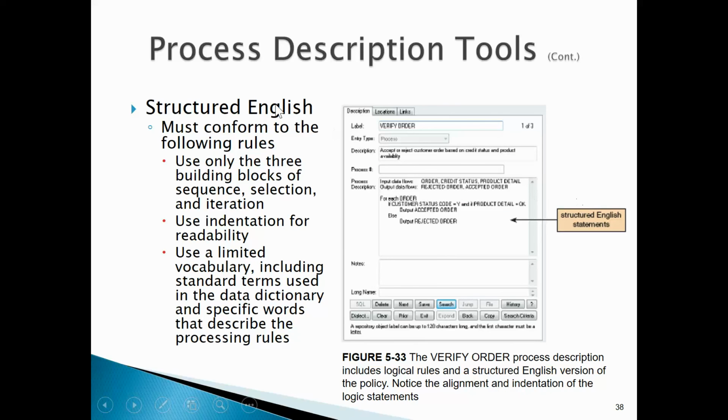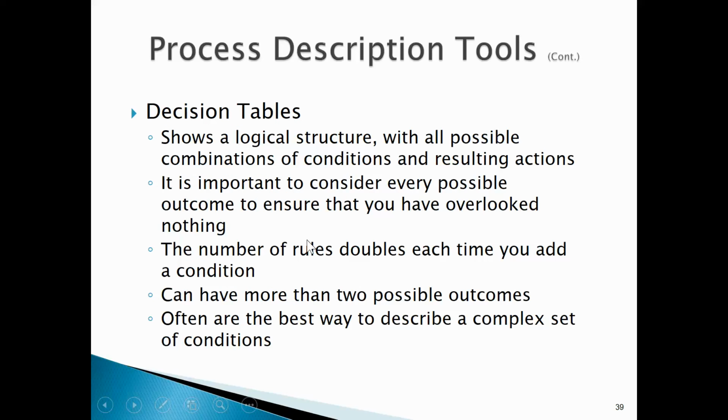So in structured English, okay, follow the rules. Use only 3 building blocks of sequence, selection, and iteration. So sequence, selection, or iteration, those are the 3 main building blocks. Use indentation for readability. We do this with programming. So for each order, if customer status equals yes and product detail equals okay, then the output is to accept the order, else reject the order. Okay, now there might be something we do behind the rejection, a subsequent process, for example. So, limit vocabulary, use the standards, if, else, all the good stuff that we find in programming tools.